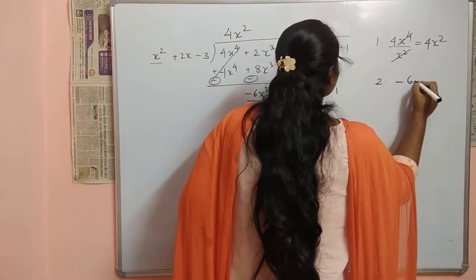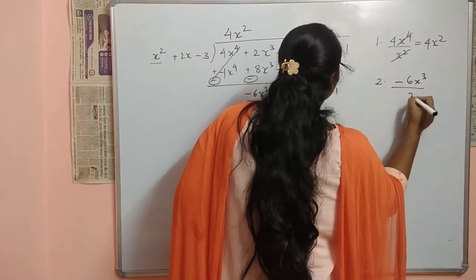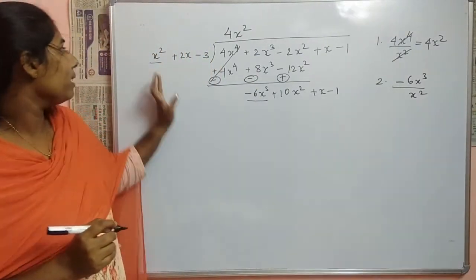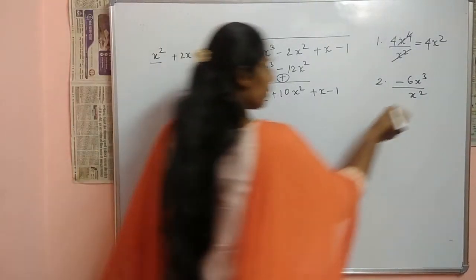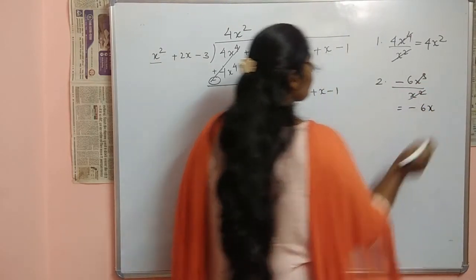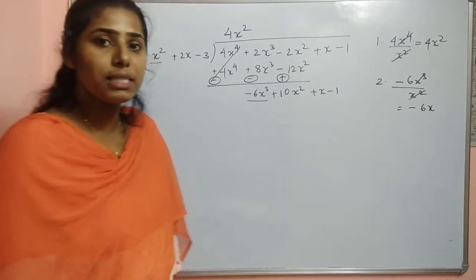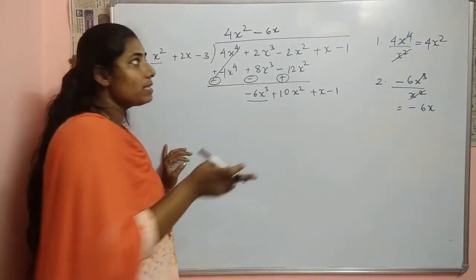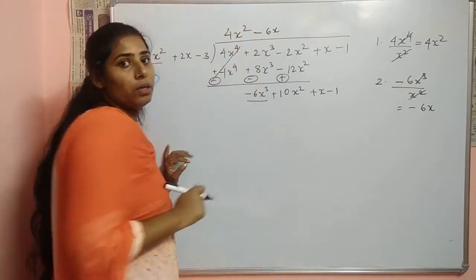So minus 6x cube divided by x square. So x square and x square will get cancelled and we will be left with minus 6x. Okay, minus 6x. So we will put minus 6x to the quotient.